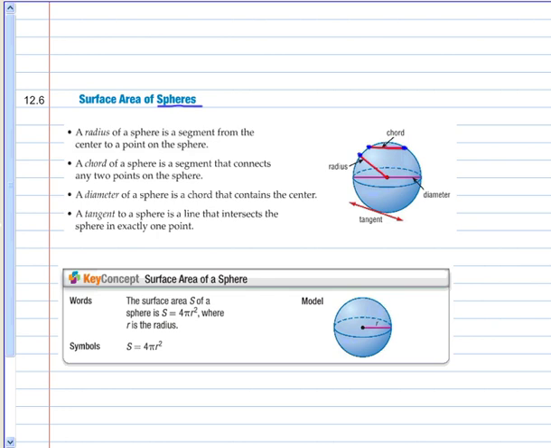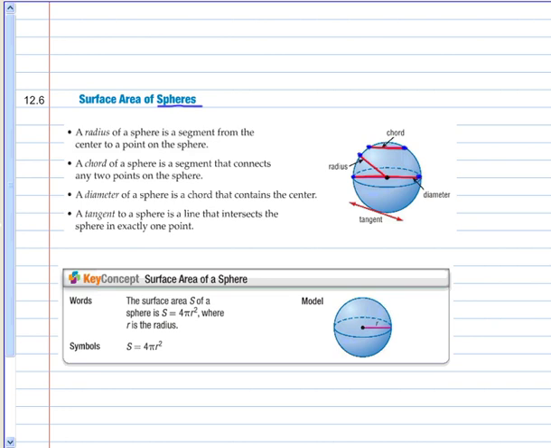Diameter. Diameter is going to be a special chord. It's going to be the chord that goes through the center of that sphere. So like any chord, it's going to connect 2 points on the sphere. It just happens to go through the center. So that's going to be the longest chord, the diameter.